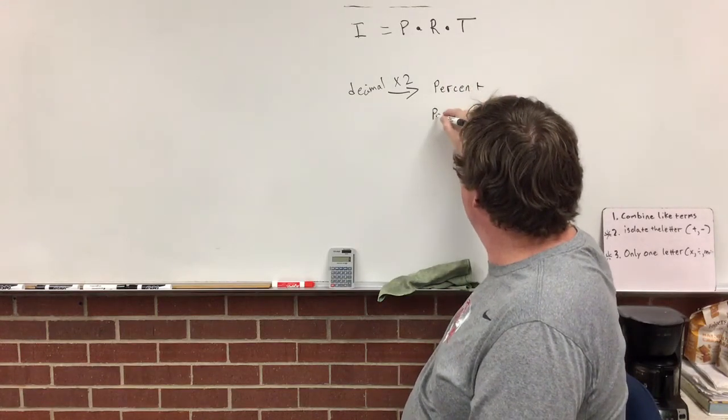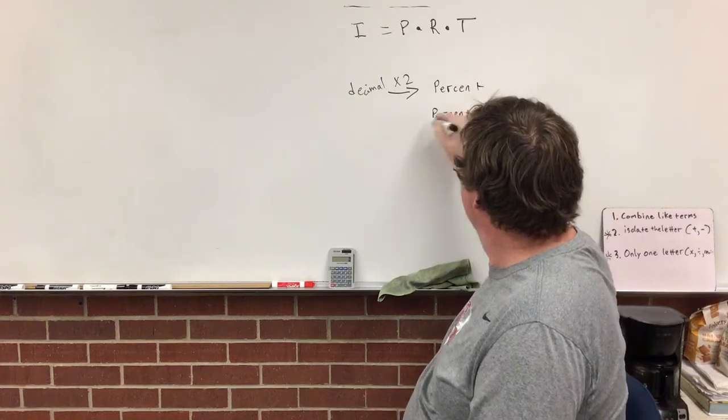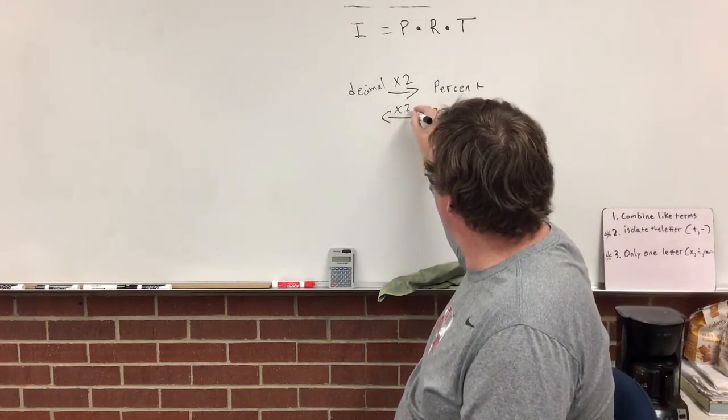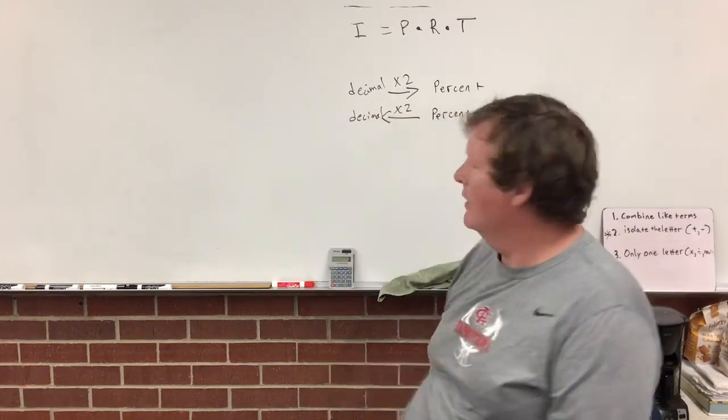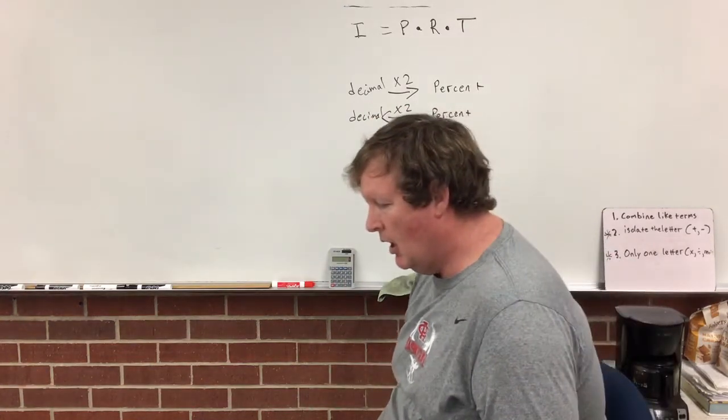If you're going percent to decimal, it goes 2 times to the right. That's how the decimal moves. Okay? There's our little rule of thumb.